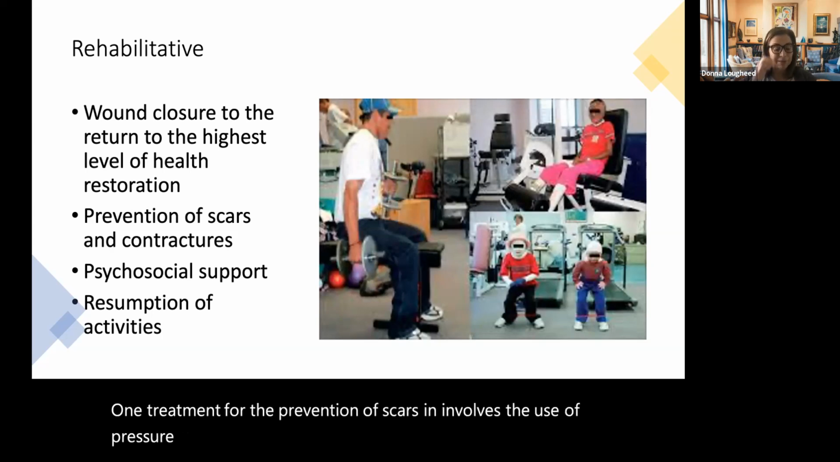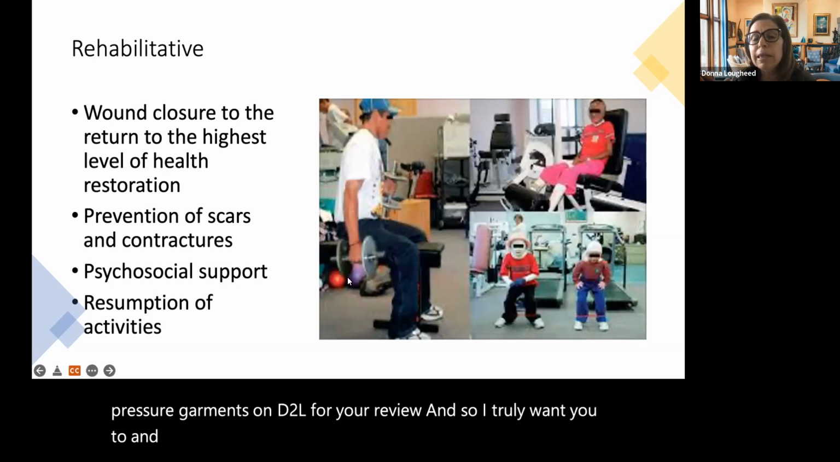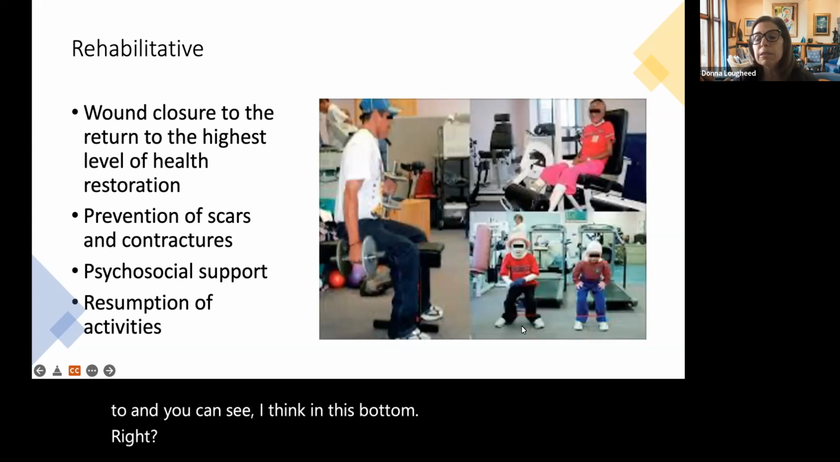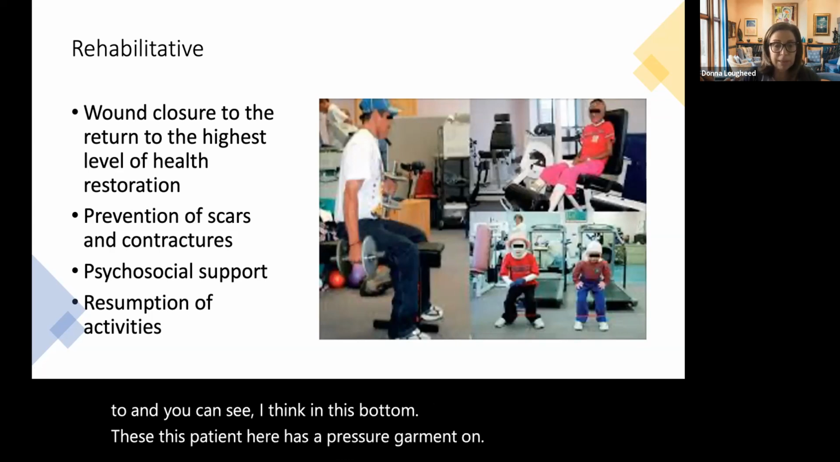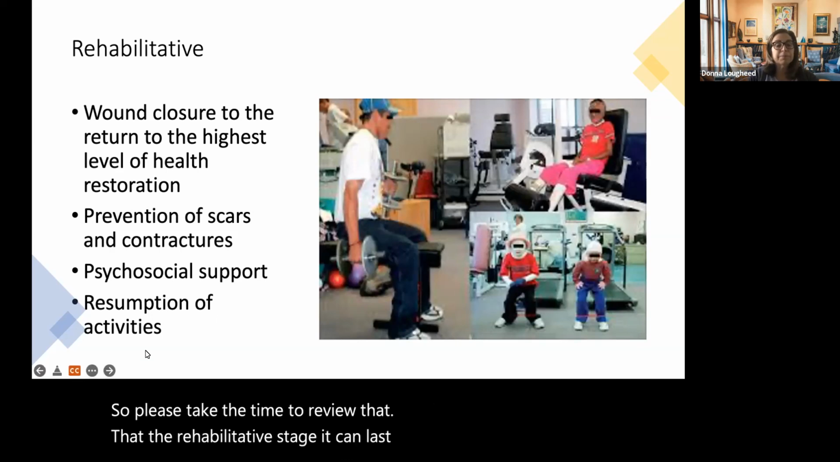And so I have included some information on pressure garments on D2L for your review. I truly want you to, and you can see in the bottom right, this patient here has a pressure garment on. So please take the time to review that. Know that the rehabilitative stage can last for years.